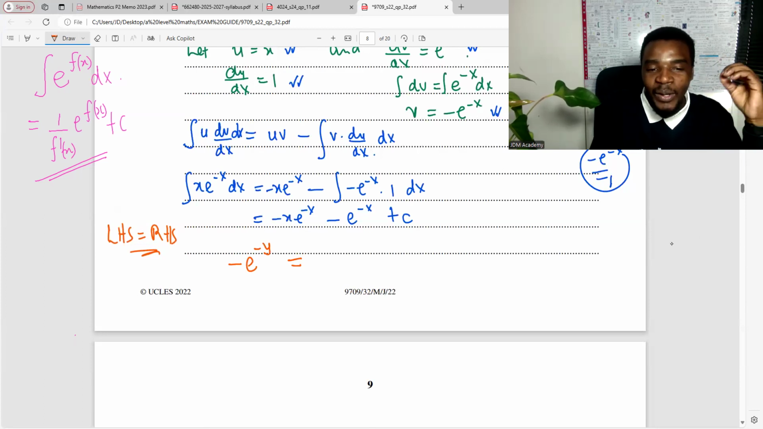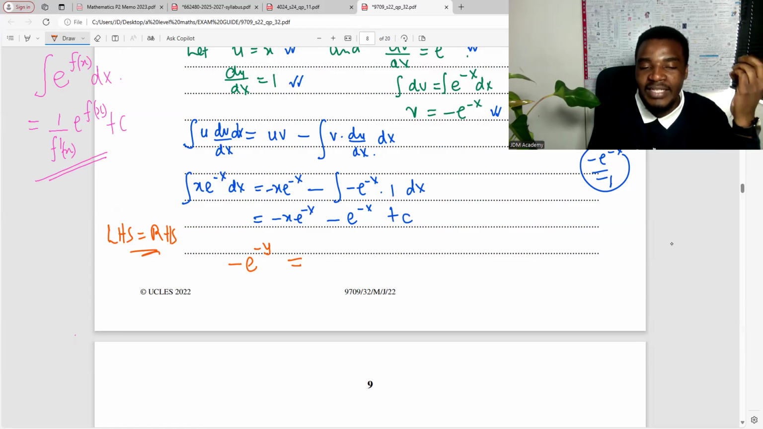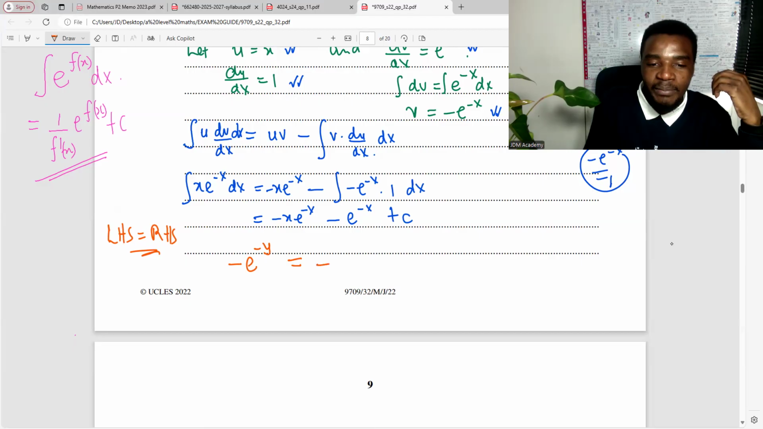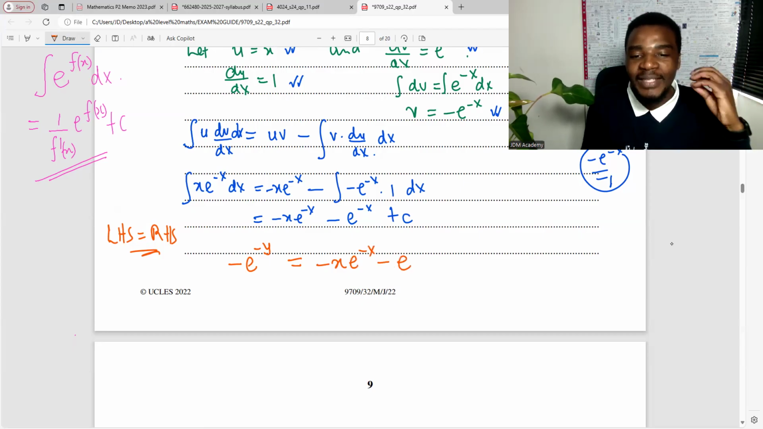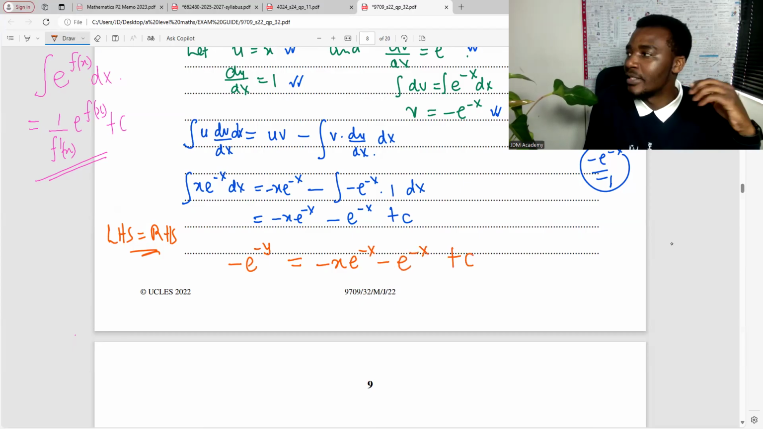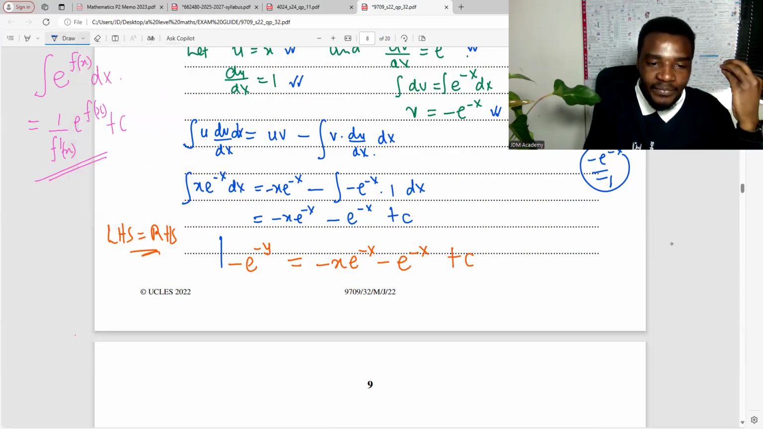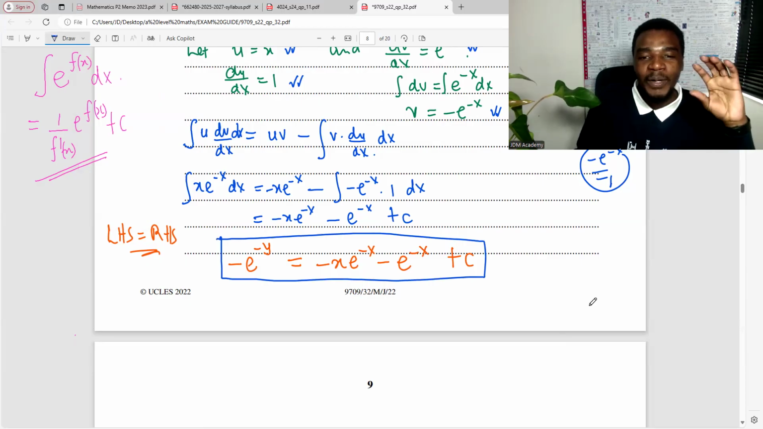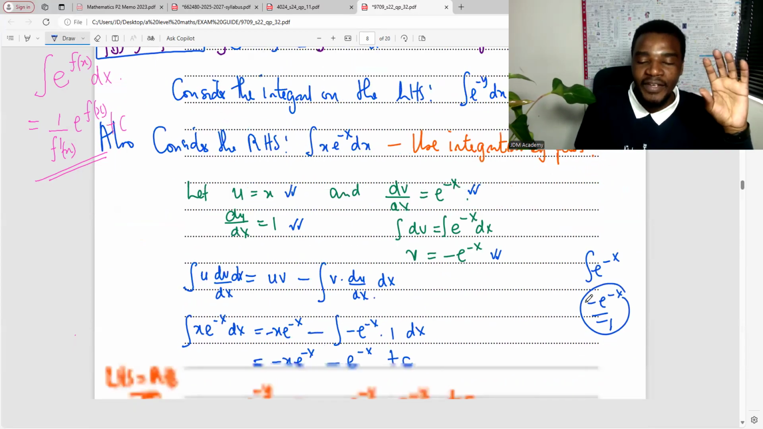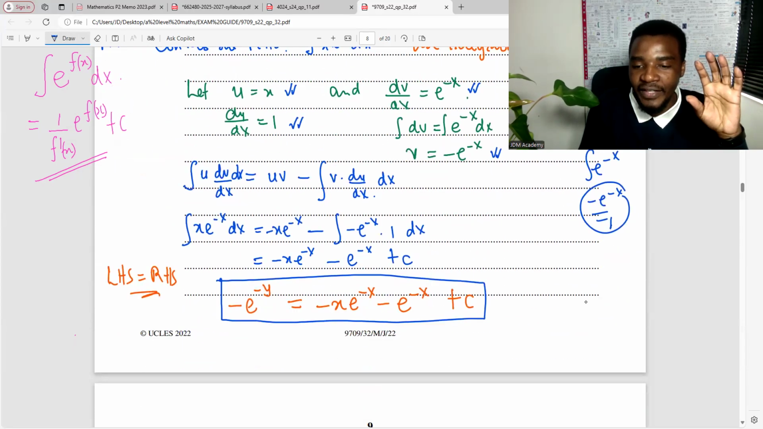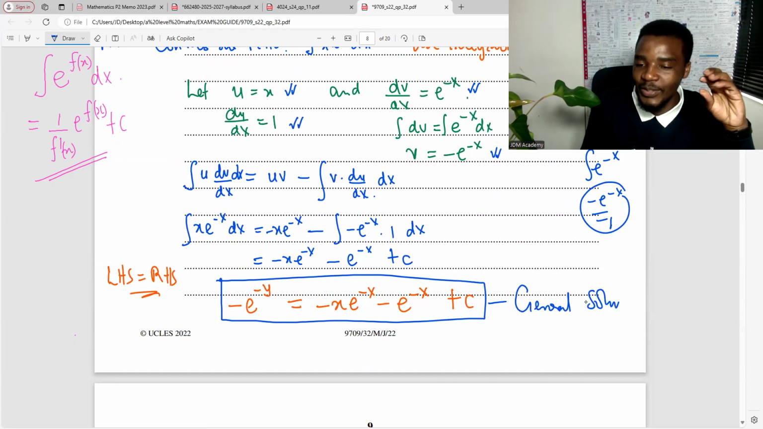So it's equivalent to the result that we get when we simplify the right hand side. We got minus x e to the power of minus x minus e to the power of minus x plus the constant of integration. This is what we get upon integrating both sides. The result that we have right now, we call it the general solution.